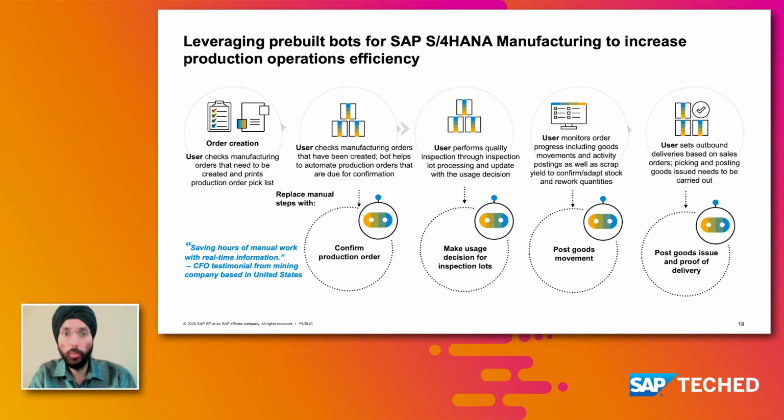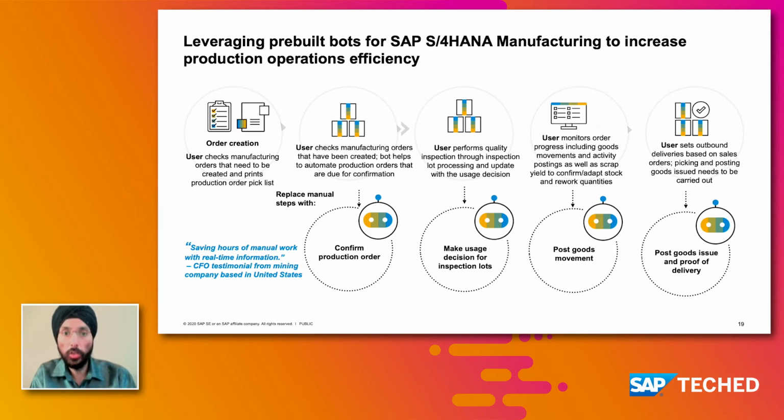Business users are often required to create the manufacturing orders and then print out the production order pick list. This is now done with digital automation. The digital automation helps look at the production orders that are due for confirmation and then performs the appropriate action to make the production order confirmed. The business users then go through the quality inspection through inspection lot processing and update the usage decision with the help of digital automation.